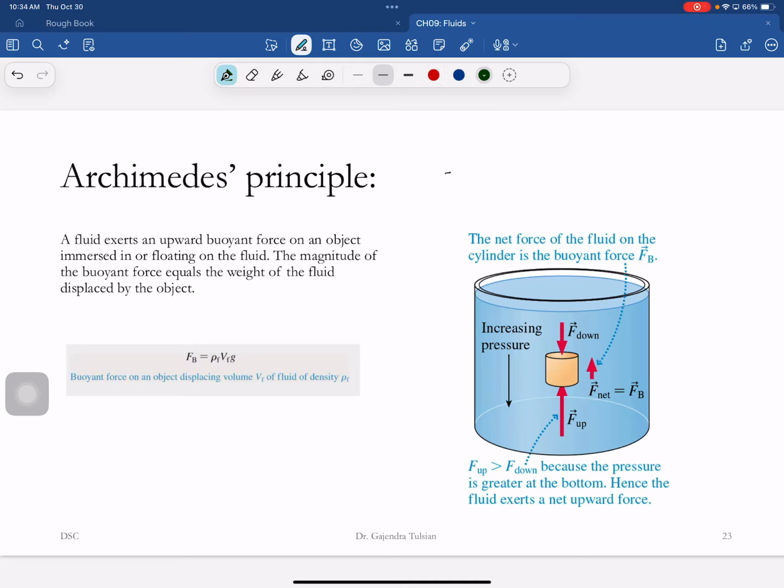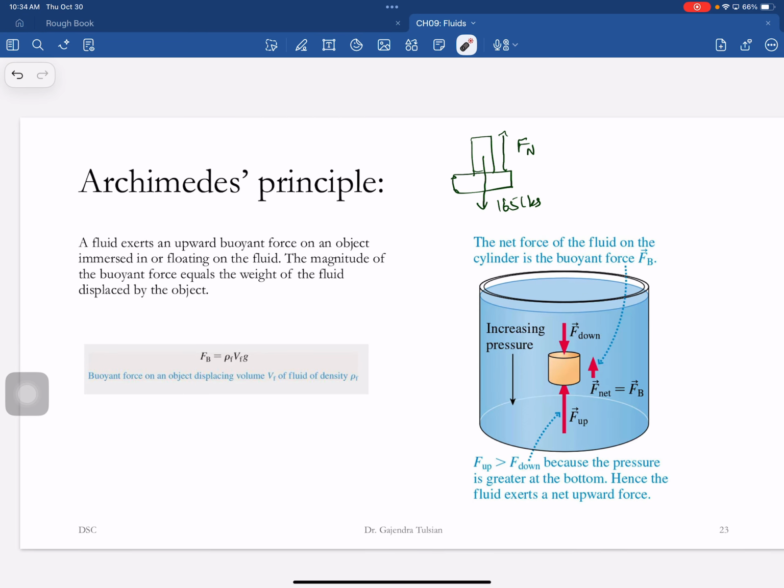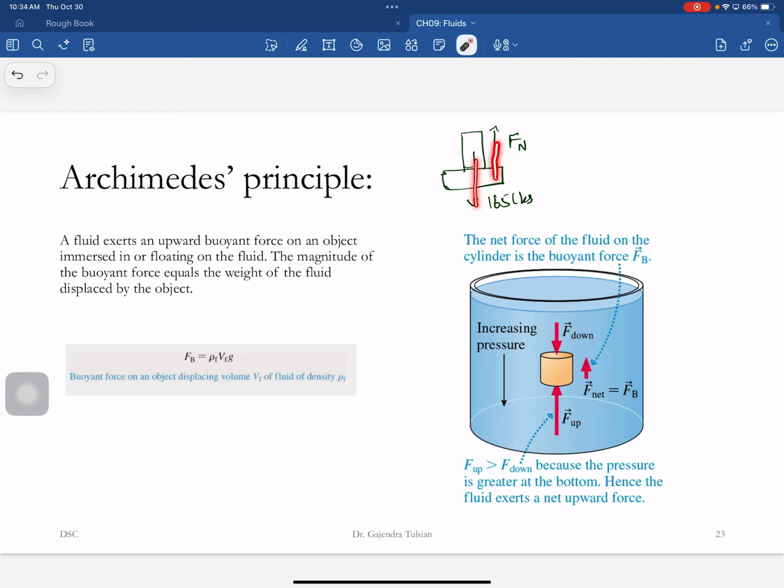Now, when you weigh yourself on a scale, so let's say when I stand on a scale, Earth pulls me down with a force of about 165 pounds, give or take a few pounds. And the scale has to push me up with a force of 165 pounds. That is your apparent weight. That's the weight you feel. You don't feel this force of gravity. You feel this force that's pushing you up. All right, now I'm going to do the same thing underwater.